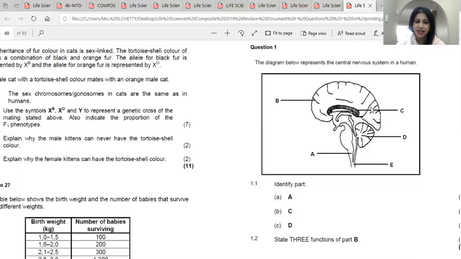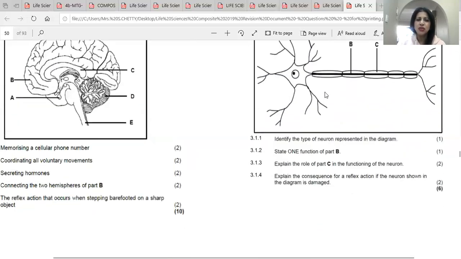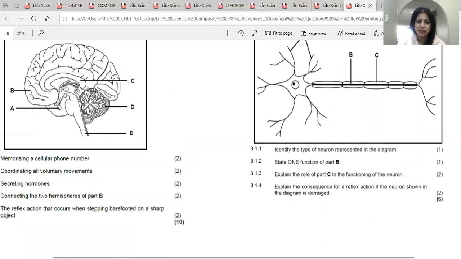With that being said, let's look at identify part A. We've done that. That'll be your medulla oblongata. C, corpus callosum. D, cerebellum. State 3 functions of part B. How did I teach you to remember it? Gym the fourth. Now you try and work out what gym stands for, what I stands for, and what V stands for. Remember, it's controlling all of those functions.